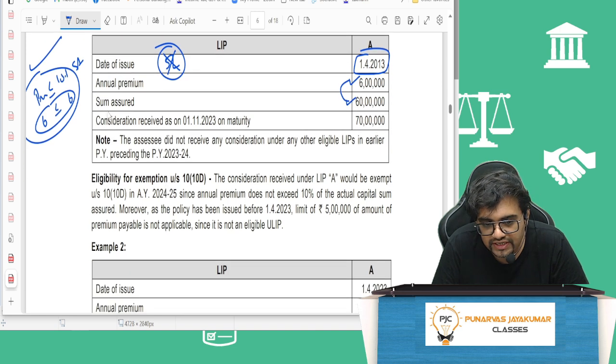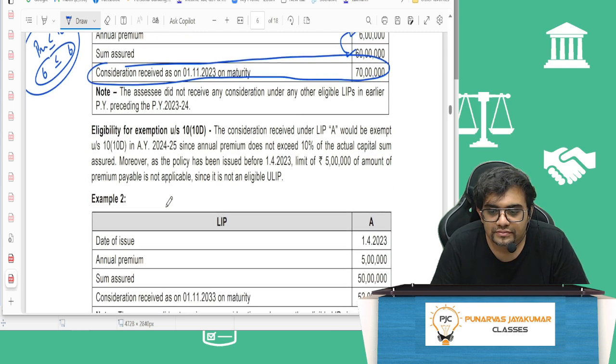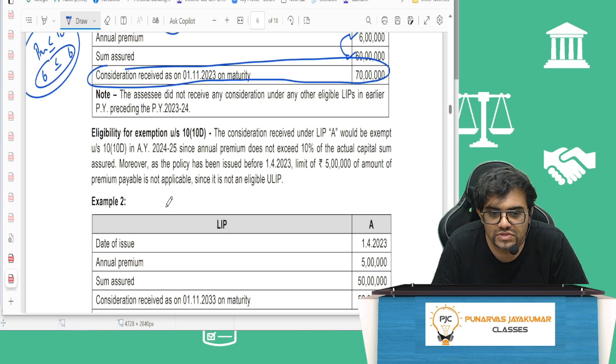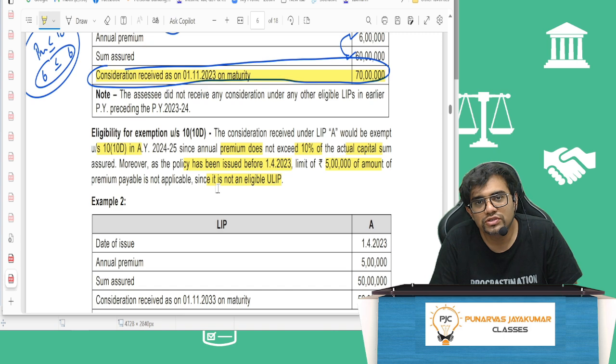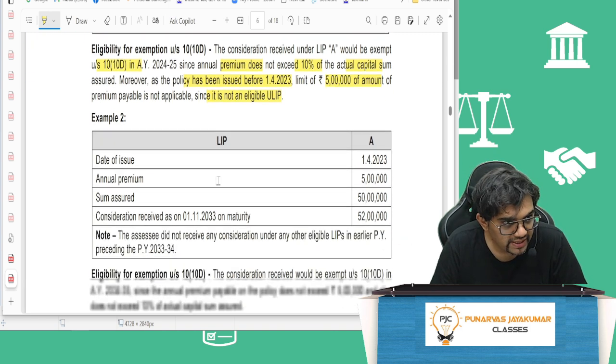So this entire 70 lakh that you have received on maturity is not taxable, it is fully exempt. Since the annual premium does not exceed 10%, the policy has been issued before 1/4/23, and the limit of 5 lakh will not apply, hence it is not an eligible ULIP also. If it's a ULIP, then it will be taxable.